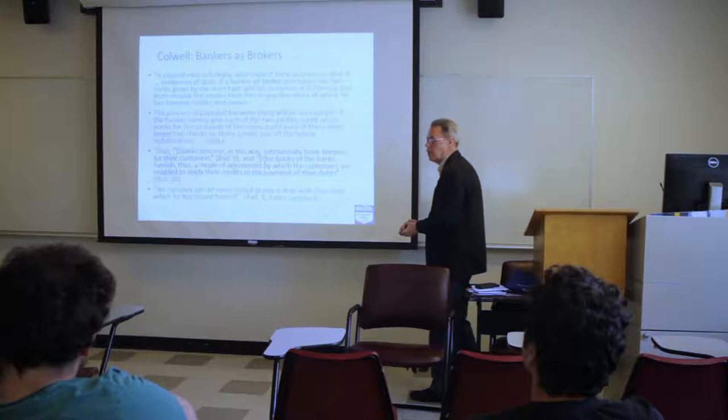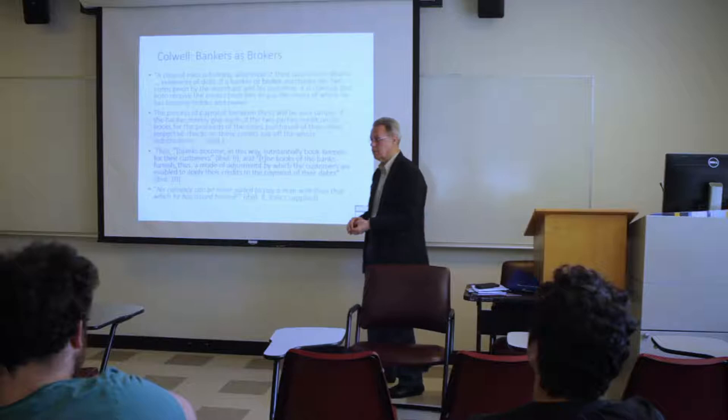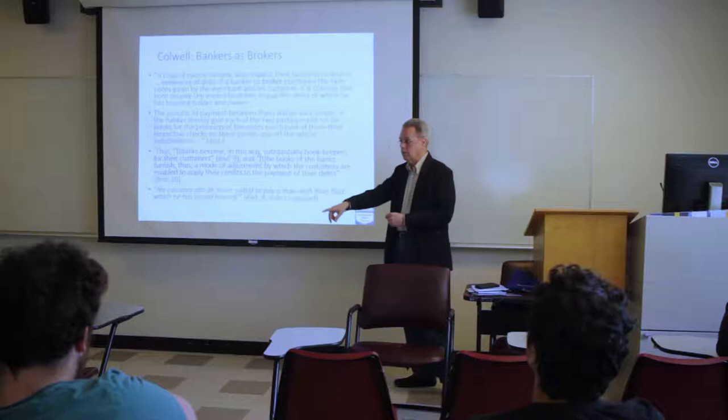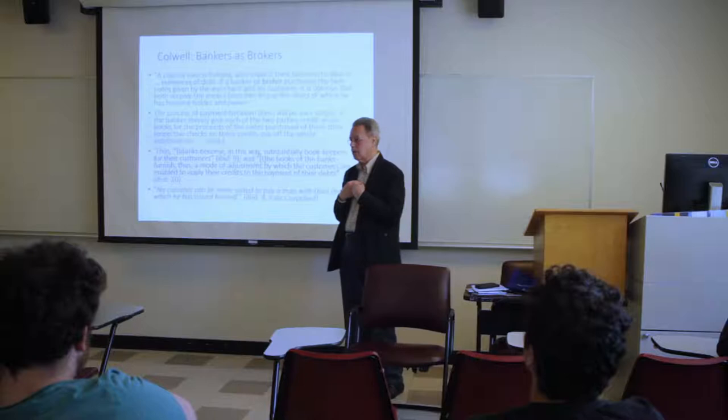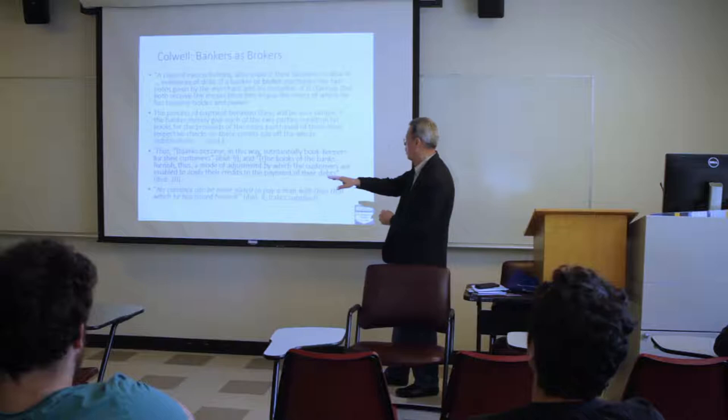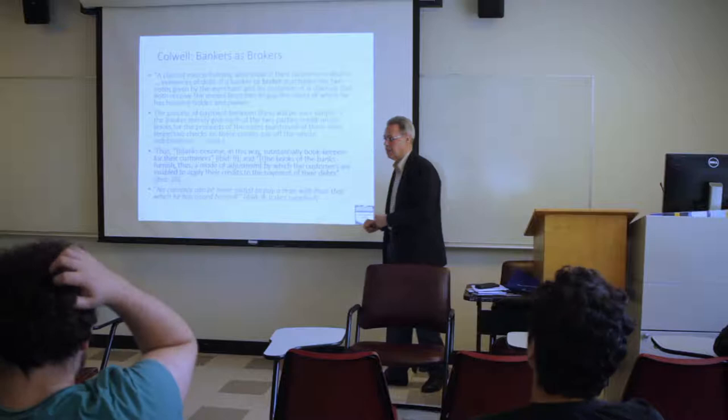Okay. Now, you remember Minsky's famous idea, everybody can create IOUs, but you can't get them accepted. Well, this is what he's saying. He said, okay, Minsky didn't quite get it right. Why? Because Matt can pay his debts with a credit. It's just that he's got to have me as a banker in between. Okay, you can do it, but you need the banker to do it. No currency can be more suited to pay a man with than that which he has issued himself. Okay?